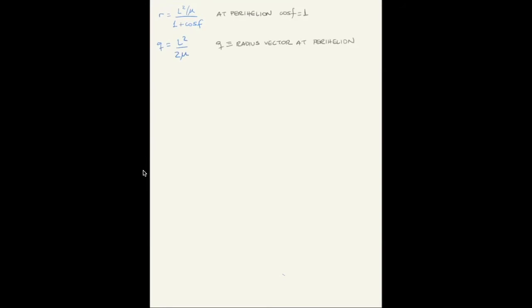Now at aphelion, the true anomaly is equal to pi. So the cosine of f is equal to -1, and the radius vector is infinite. So if the radius vector goes to infinity, then the orbit is not periodic, as we expect for an unbound orbit. So we don't know yet what the orbit is, but let's draw what we know so far. We know that it has a finite perihelion distance. We know that this distance is equal to p over 2, and we know that it opens up to infinity.